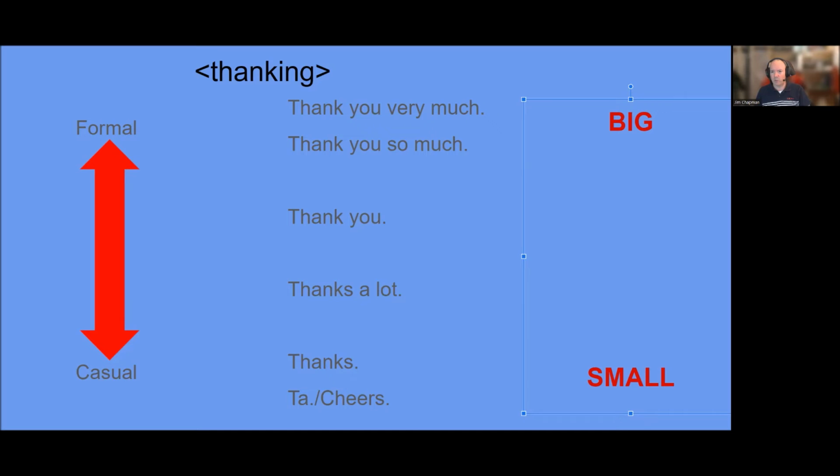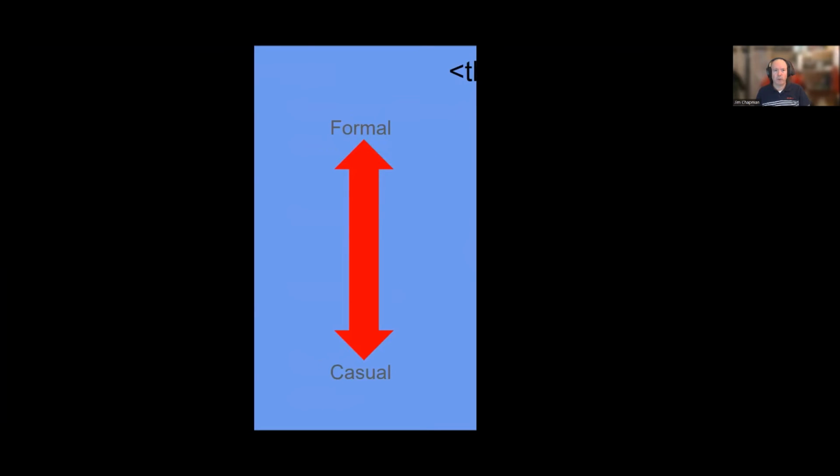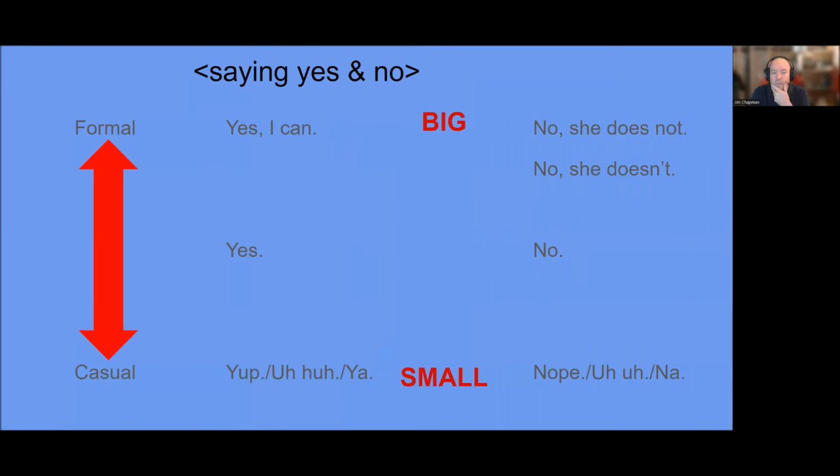Actually, I'm going to move this over so that we go back to this formal idea. Okay, so here we are with formal and casual. Again, I'll keep this consistent so you can always see the top is a big one. The lower ones are smaller ones. The top is a formal situation. It's a big one. And the lower ones are casual, small situations. So let's look at a new function. Remember the last one was saying thank you. This one's saying yes and no.